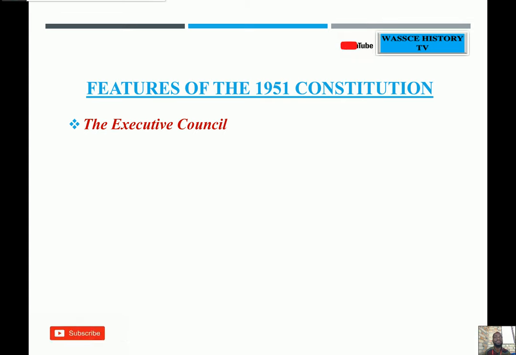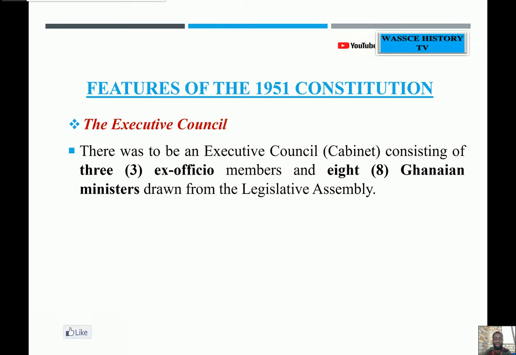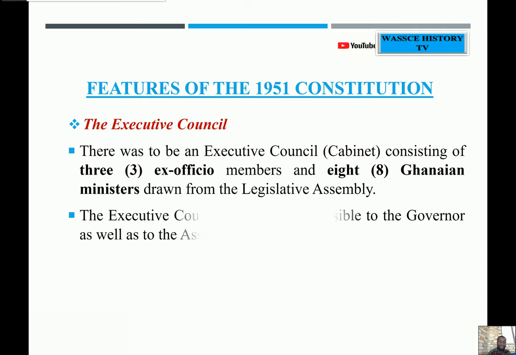But let's look at the composition of the Executive Council in the 1951 Constitution. There was to be an Executive Council, and that's the cabinet, and this would consist of 3 ex-officio members and 8 Ghanaian ministers who were supposed to be drawn from the Legislative Assembly. The Legislative Council was now changed to the Legislative Assembly. So you will have 3 ex-officio members and then 8 Ghanaian ministers. It looks like we are going to have a majority of Ghanaians, or Gold Coasters, on the Executive Council. Let's continue and find out.